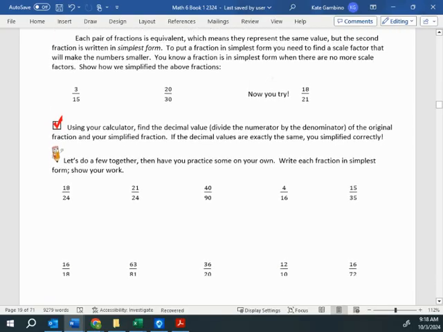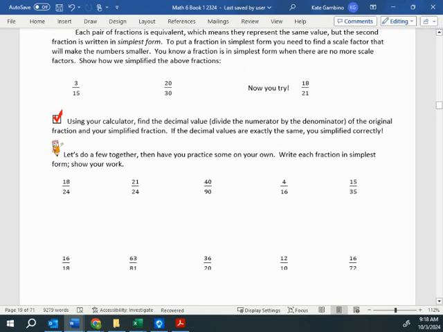So each pair of fractions is equivalent, which means they represent the same value, what we talked about in yesterday's objective. But the second fraction is written in simplest form. We can't divide any other scale factor out. To put a fraction in simplest form, you need to find a scale factor that will make the numbers smaller. You know a fraction is in simplest form when there are no more scale factors. So let's look to see how we simplify those fractions.